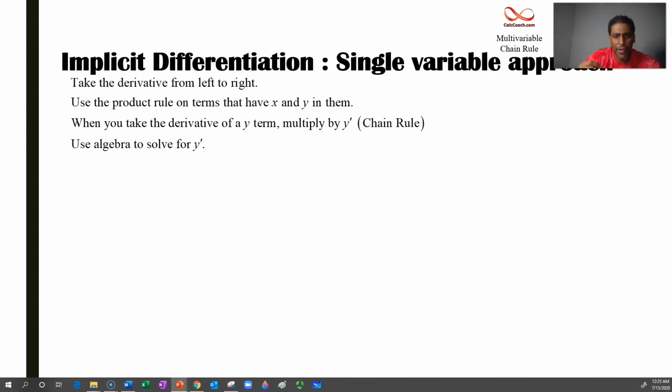Whenever you encounter the derivative of a term with a y in it, you had to multiply by y prime, or some of you might like to use the dy dx symbol instead. After that, it becomes algebra. Your job then is to solve for the y prime or the dy dx symbol. So let's just remember what happened back then.